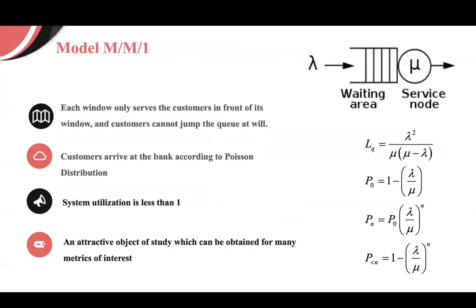The first model is MM1. For the traditional queuing model MM1, each window only serves the customers in front of its window, and the customers cannot jump the queue at will. The traditional queuing system can be regarded as an MM1 queuing system, where customers arrive at the bank according to Poisson distribution. In the MM1 model, system utilization is less than 1. And in addition, the MM1 model is an attractive object of study from which many metrics of interest can be obtained.